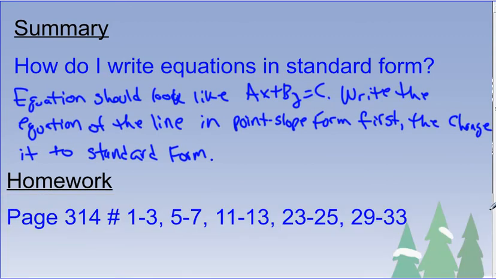And for homework, again, looks like a lot of problems, but there's like 3 there, 3 there, 3 there, 3 there, 3 there. So it's just a couple here and there. Some of the questions are kind of easy, 1 or 2 of them are a little bit harder. But that's the homework, and this has been lesson 5.4. Thank you for watching.